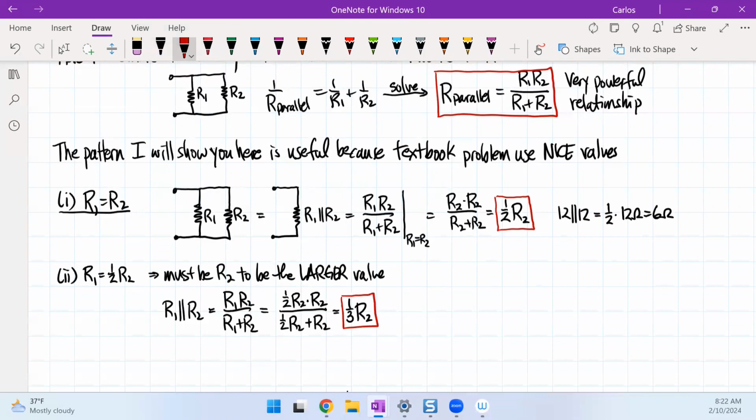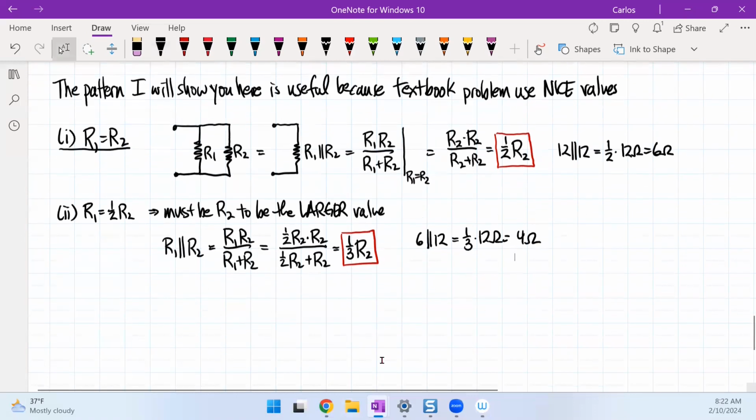So a nice example would be something like this. Let's say that I have a 6 ohm resistor parallel to a 12. Since 6 is half of 12, I can immediately say that I'm going to take a third of 12, which then automatically gives me a 4 ohm. So by inspection, I could tell you what that resistor value is. But let's keep moving.